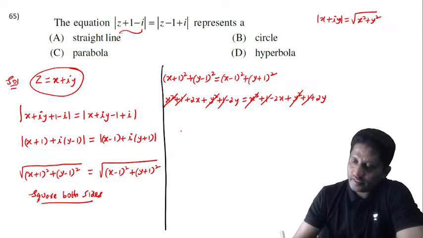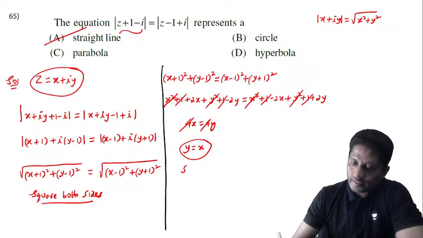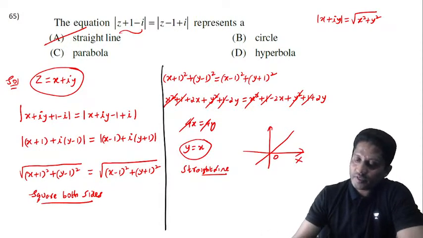Shift on the left side, you get 4x is equal to 4y. 4 and 4 cancel, you get y is equal to x, or x is equal to y. So it's a straight line, right? x is equal to y, or y equal to x, is a line which will pass through the origin. So it should be a straight line only. This is y is equal to x, the line passing through the origin.